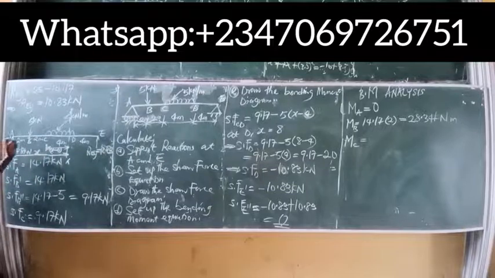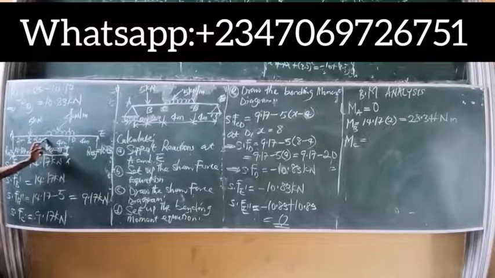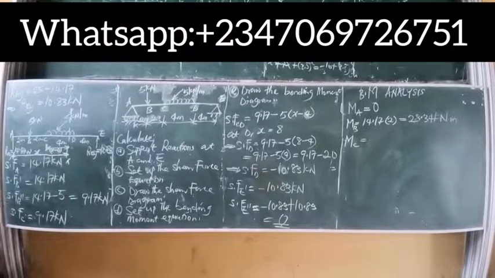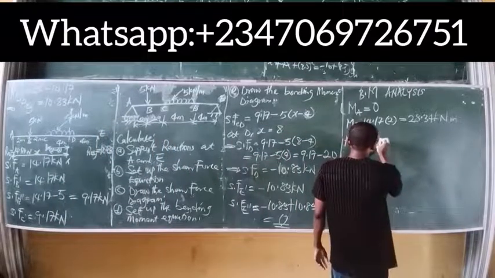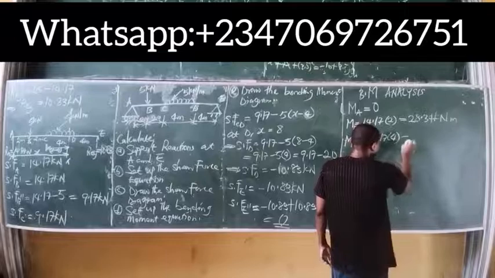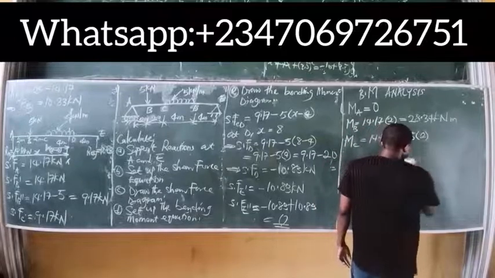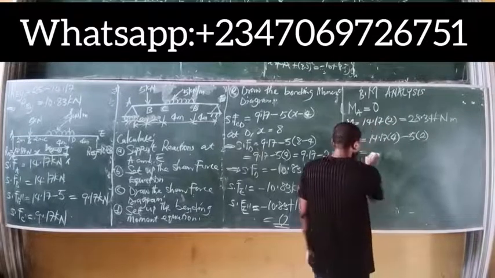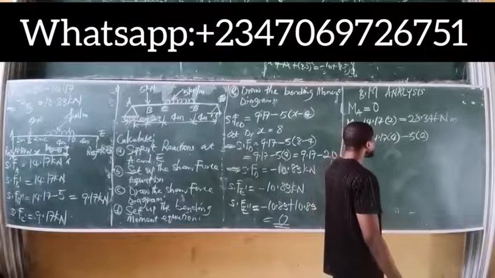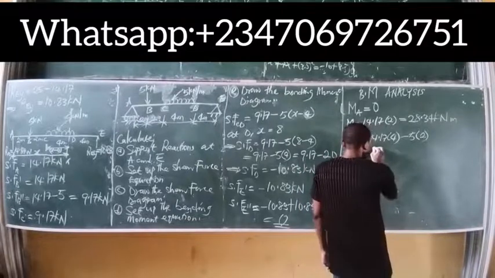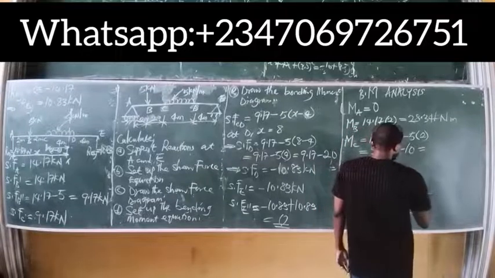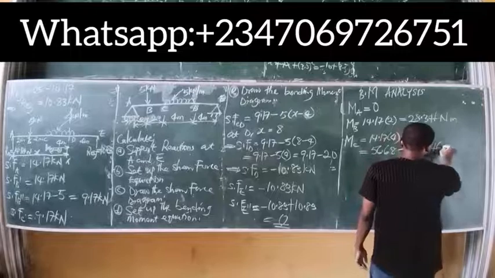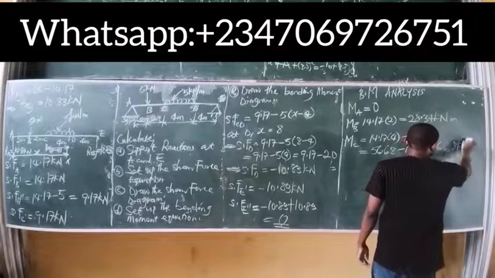And then the moment of this 5 kilonewtons force times the distance it takes to get to that point as well. But this force is acting downward, don't forget it. A downward force must always have a negative moment. So the moment at point C simply becomes 14.17 times 4 minus 5 times 2. So this is now equal to 14.17 times 4, which is 56.68, minus 10, which is 46.68 kilonewton meters.